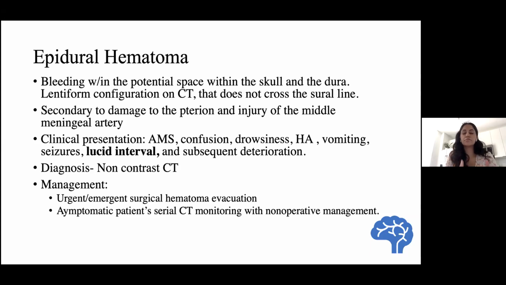That tells you that there's active bleeding occurring. So the absence of contrast allows us to pick up the bleed itself. Okay. We can show some examples of that next time.